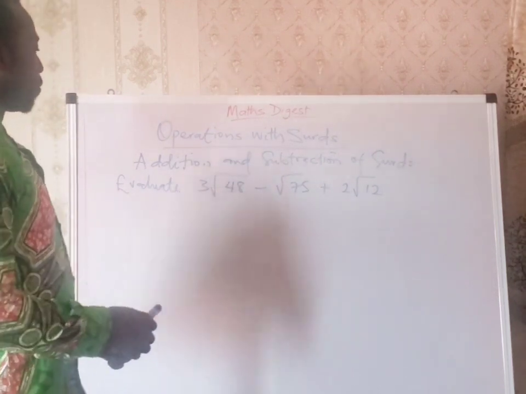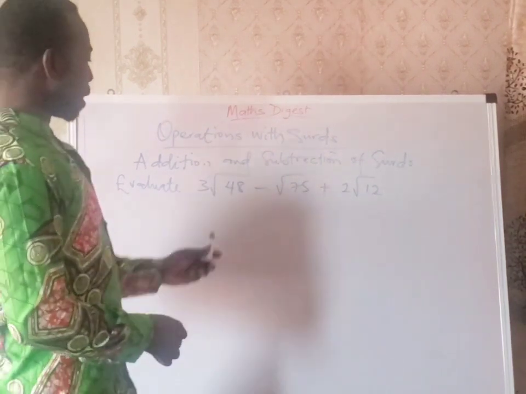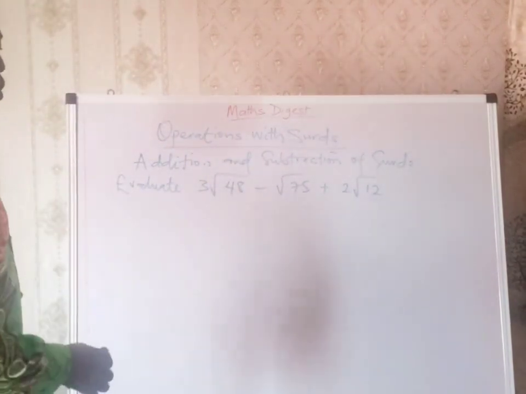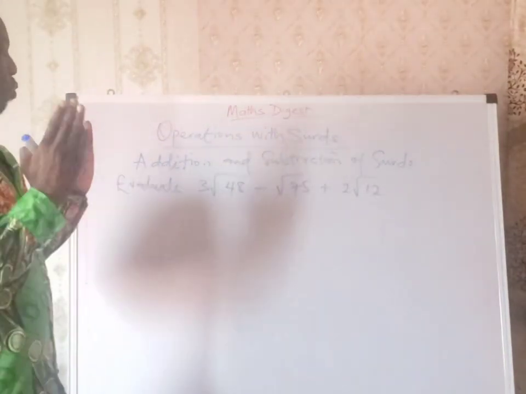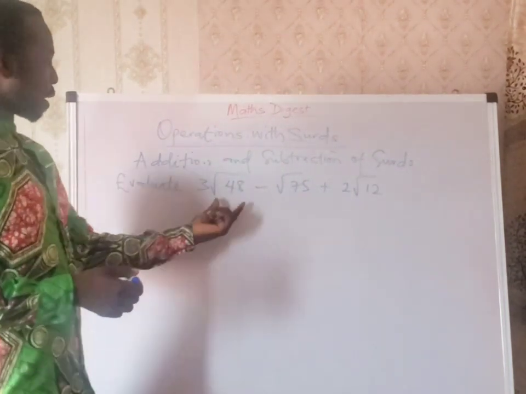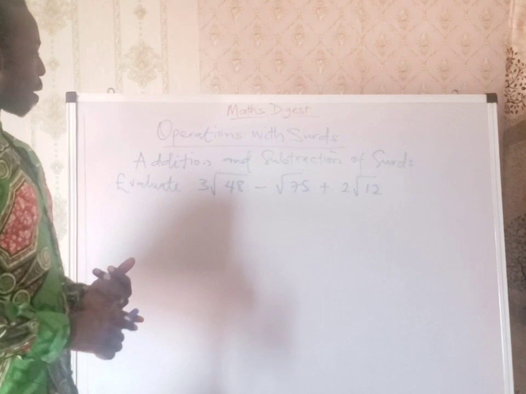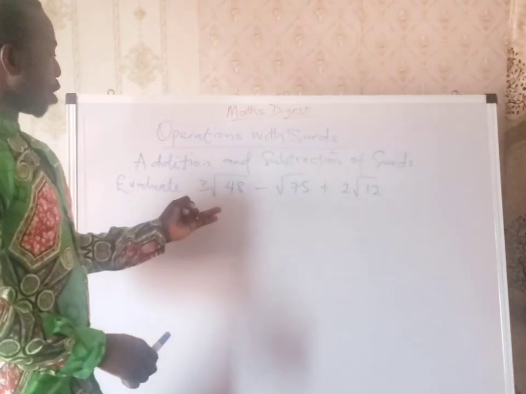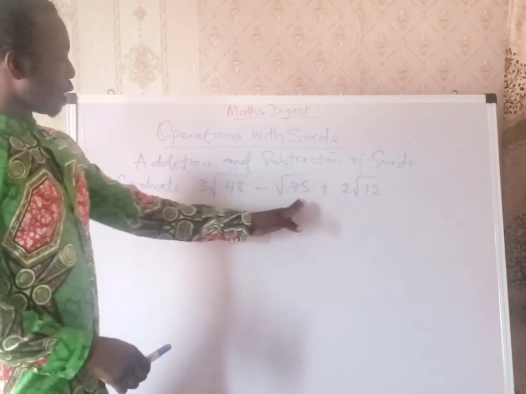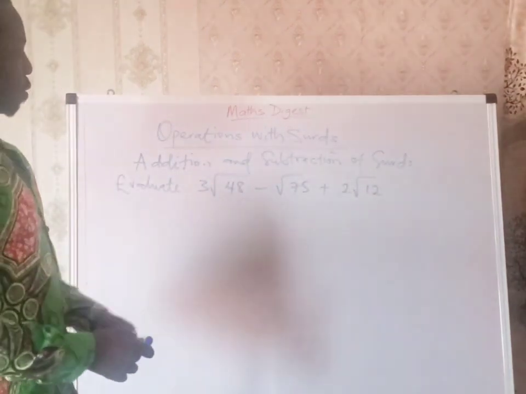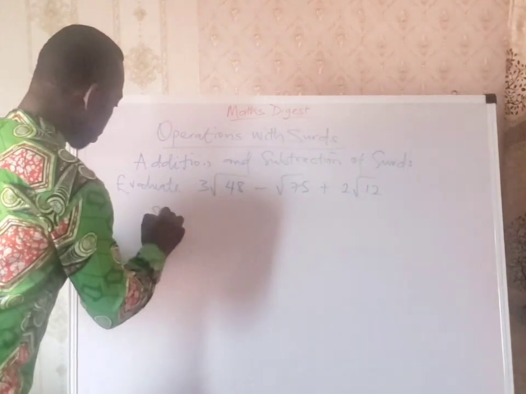Now, if you look at this, you see that the surds there are not similar. Okay, so your mind should focus more on getting a factor that is a perfect square and a common number in each of the surds, or in each of the roots. Okay, so solution.